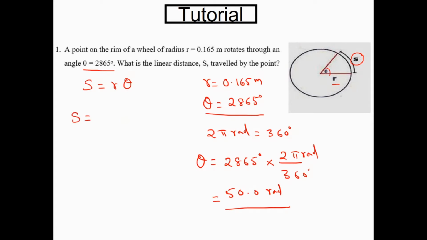s is equal to, what is the value of r? 0.165 multiplied by, what is our theta? It's exactly 50 radian, which gives you the answer of 50 multiplied by 0.165. The answer is 8.25 meter. So this is the answer for the first question. Clear?